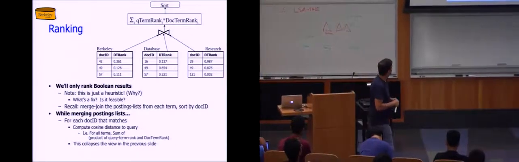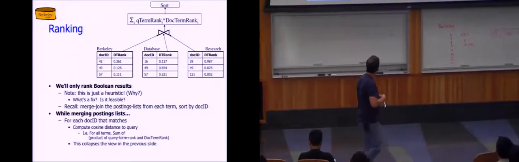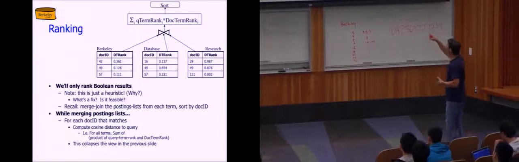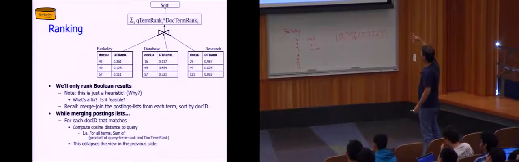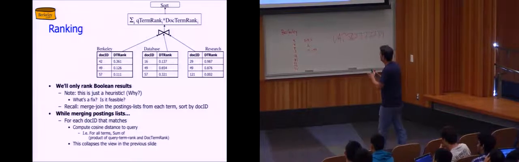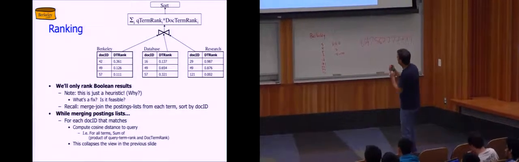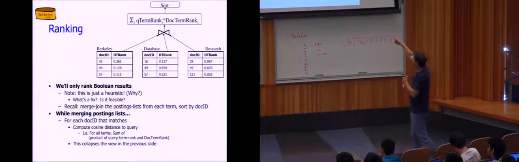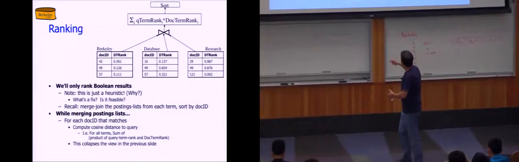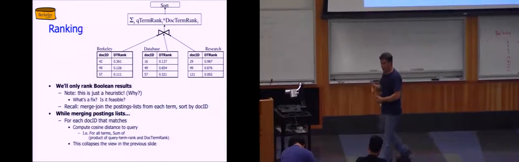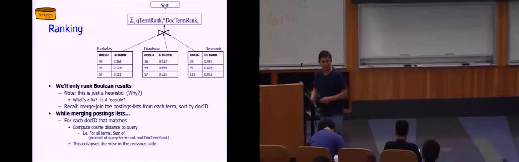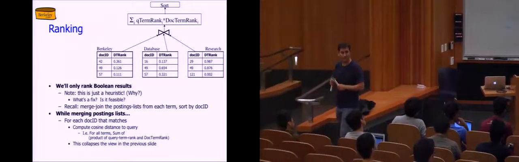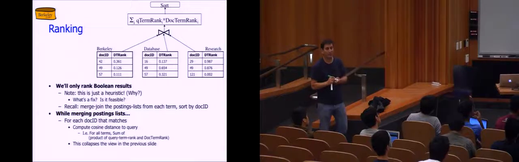In the postings list, we can have these DT ranks, or we can get them on the fly as we do the merge. So we're going to get our Berkeley, our database, and our research. They're sorted by doc ID. They've got the DT ranks, the TF-IDF for that term in that document. And what we're going to do, first of all, is we're not going to rank anything else but the things that match on either Berkeley or database or research. In fact, they're going to have to match on all 3 of those things for them to be in the output. This is just a heuristic.